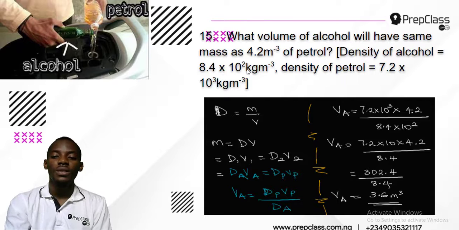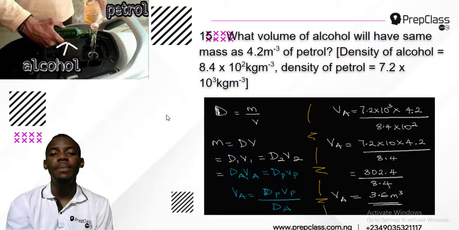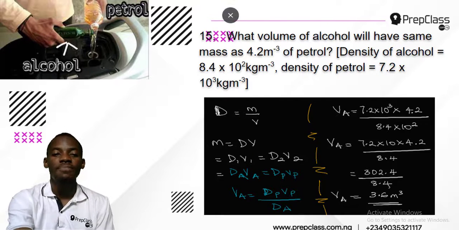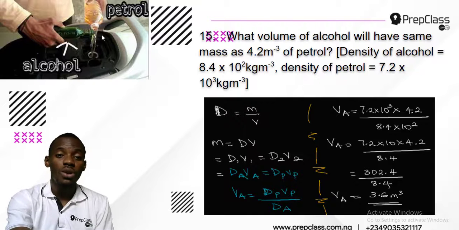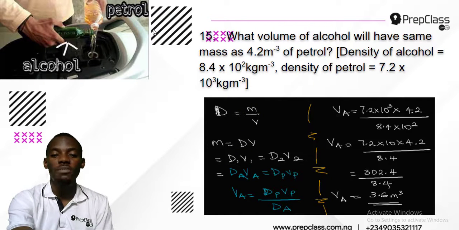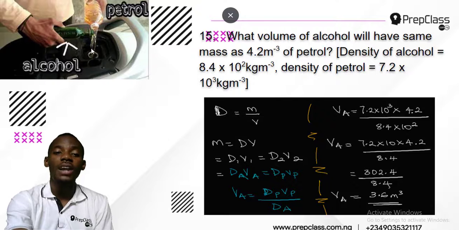Then we are told to find the volume of alcohol, right? So what we do now, it is an interplay between petrol and alcohol. Now look at what this man is doing. He's pouring the petrol and the alcohol into this machine, and that is what some people do. But that might not be very right. The reason why I put this picture is because I'm just trying to show that it is an interplay between petrol and alcohol.